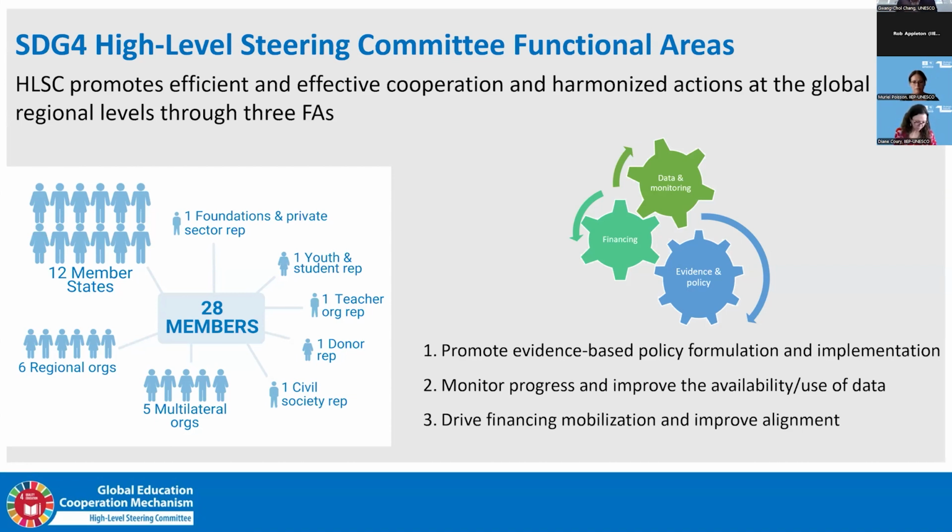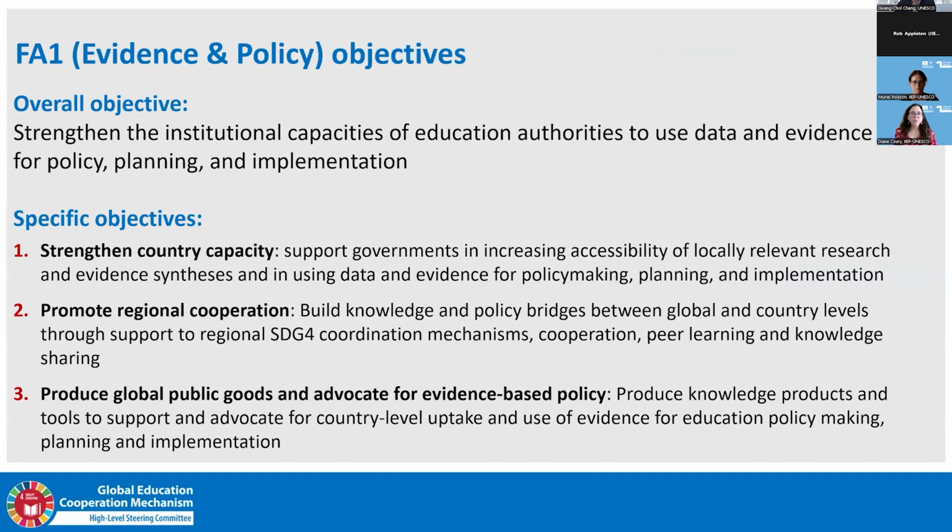And then functional area 3 is more on financing, which is led by the World Bank and also the Global Partnership for Education secretariat. So now zooming into functional area 1, as you can see here, the overall objective is to strengthen the institutional capacities of education authorities to use data and evidence for policy formulation, planning, and implementation. So you can see how what we discussed today fits into this broad objective.